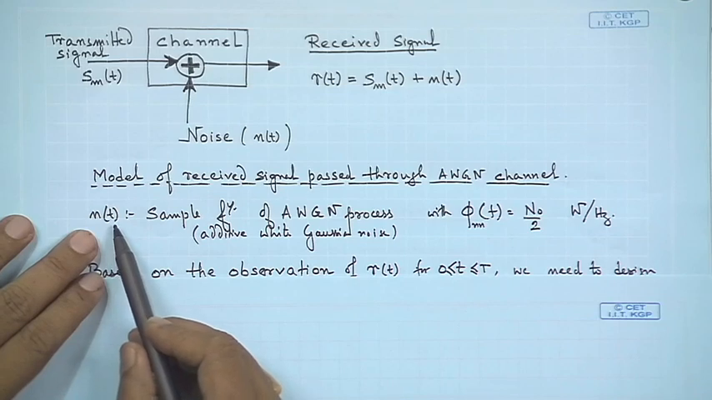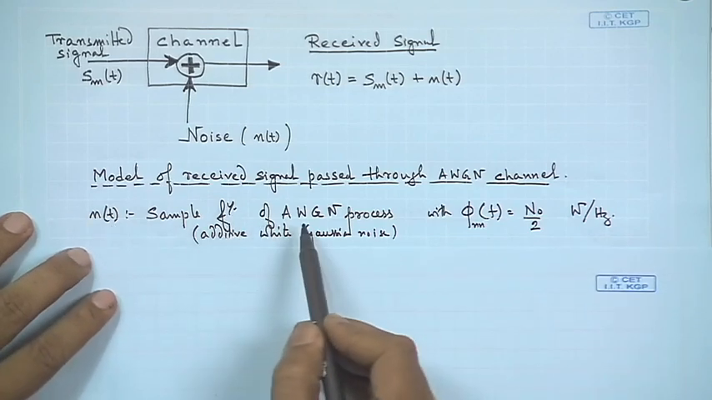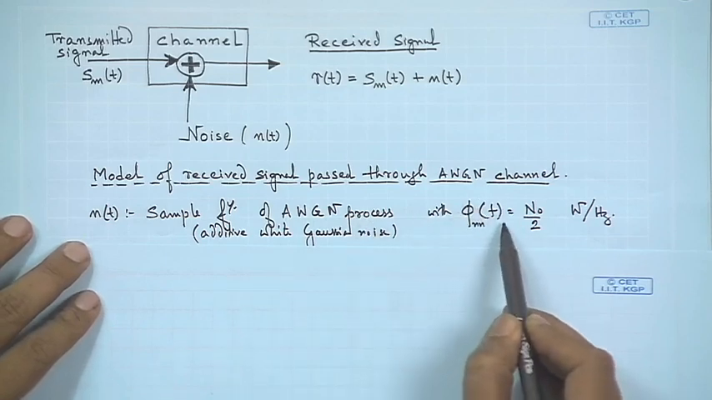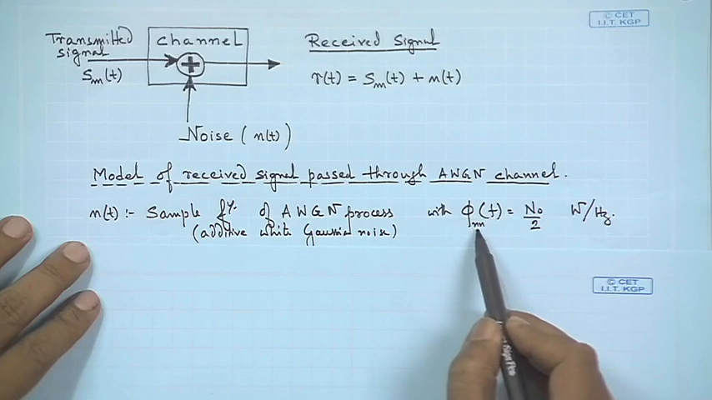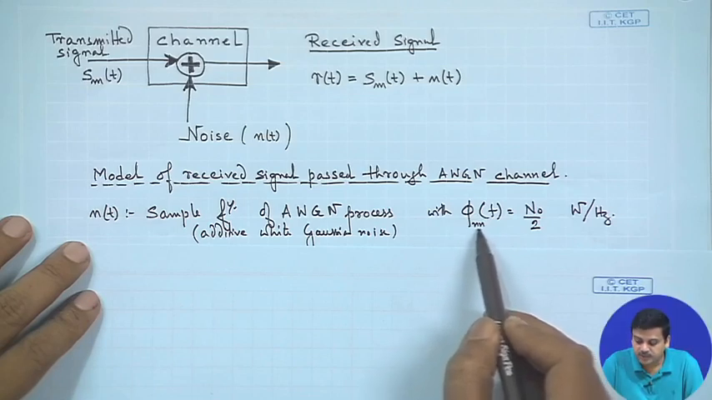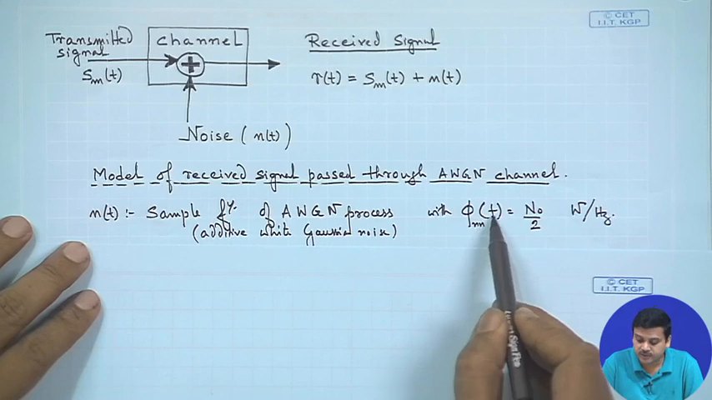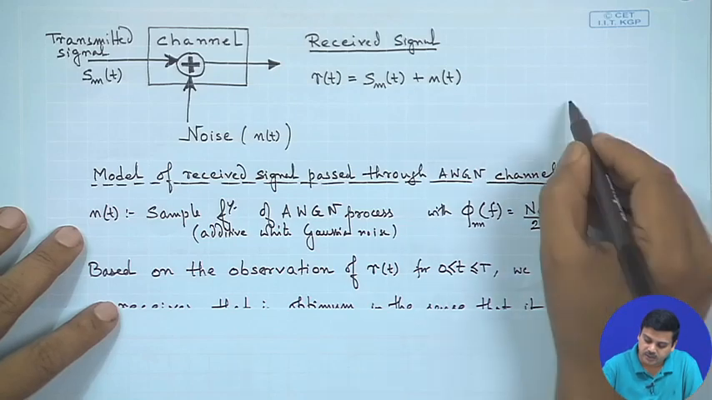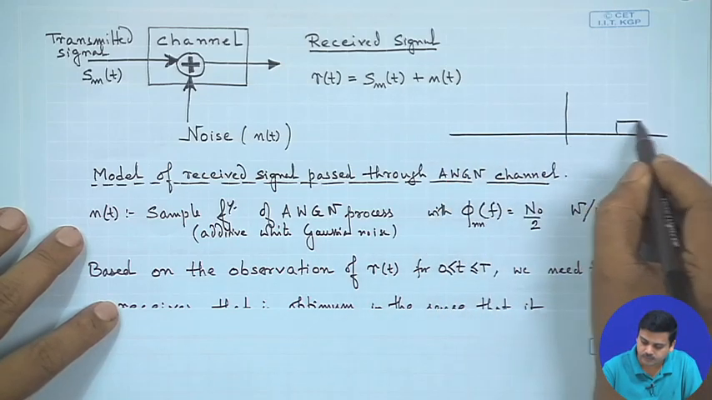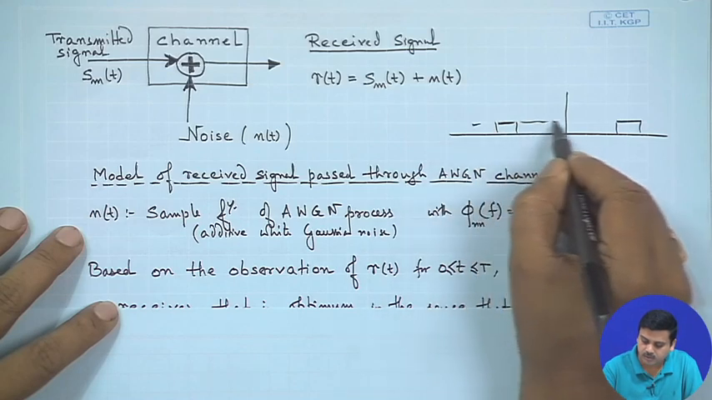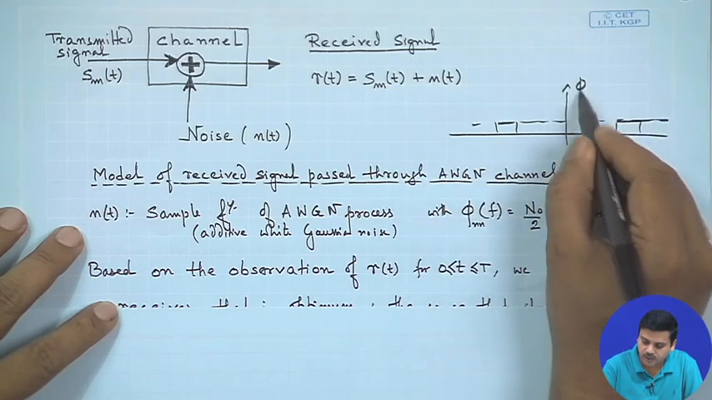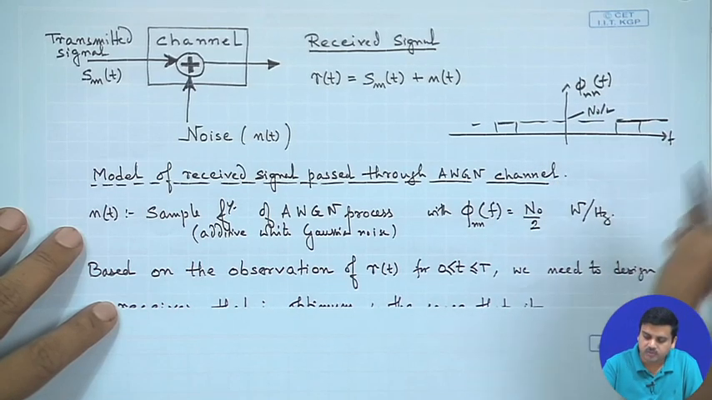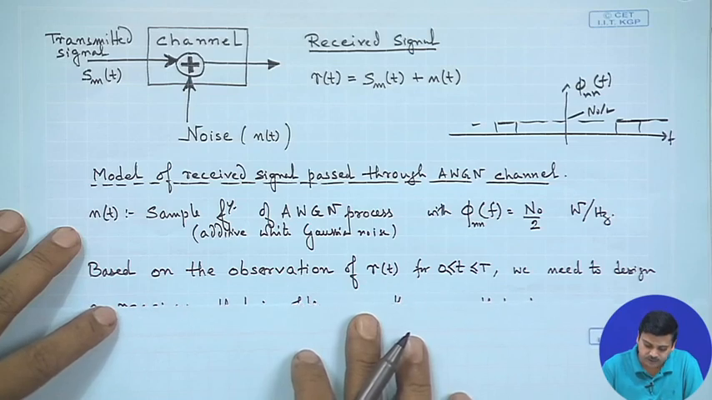The noise process n(t) is a sample function of the additive white Gaussian noise process, with the power spectral density denoted by phi sub n n, the two n's indicating we are taking it from the autocorrelation function and its Fourier transform, of f equal to N naught by 2. This is what we had seen earlier. So this is phi n n of f, and this level is N naught by 2, this is f. This is the picture that we had used before.